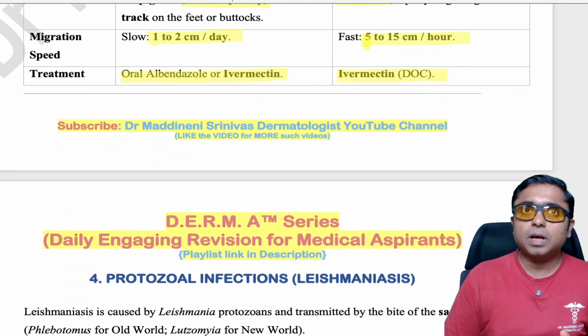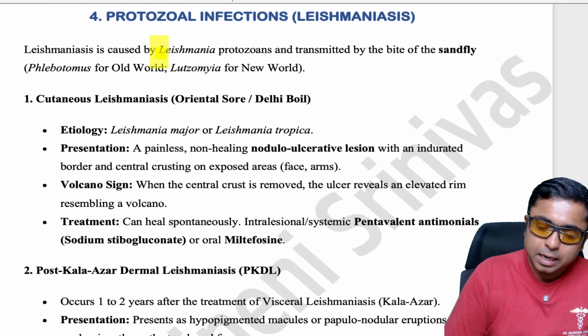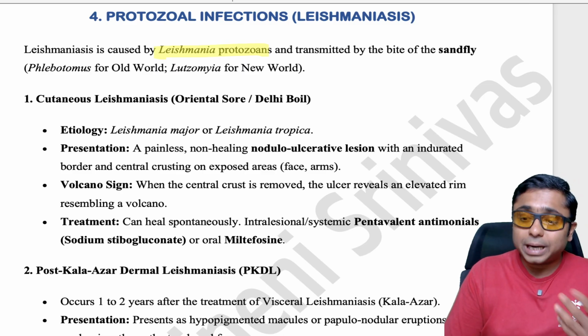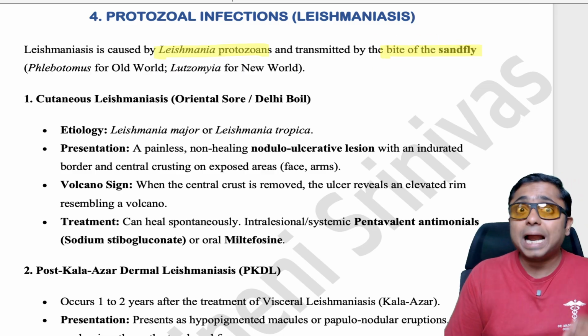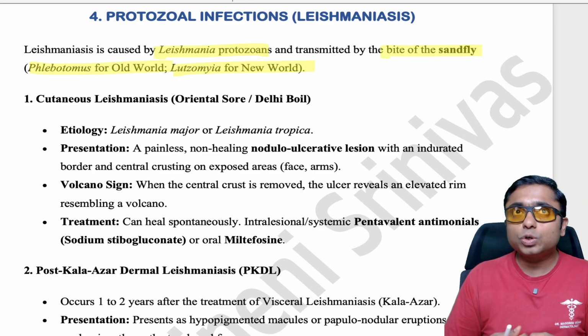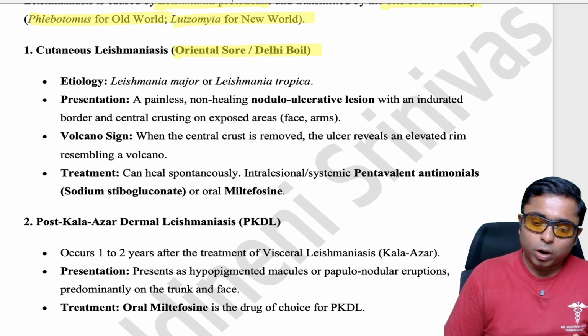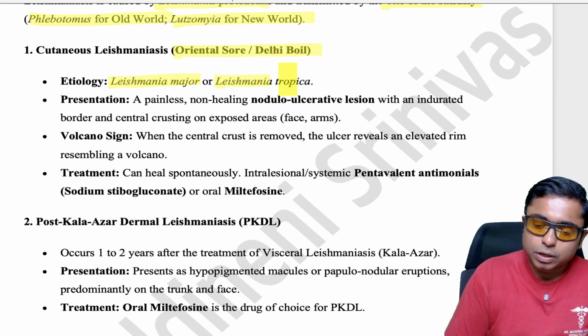Next, coming to the Leishmania protozoans, they are going to be transmitted by the bite of the sandfly, which could be old world leishmaniasis because of Phlebotomus, and new world because of Lutzomyia, right? Coming to the oriental sore or Delhi boil, Leishmania major and Leishmania tropica are the etiological factors.